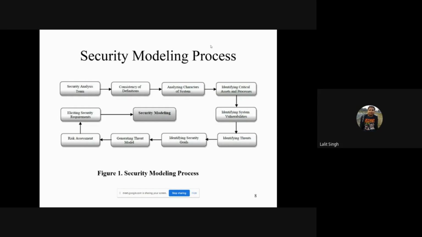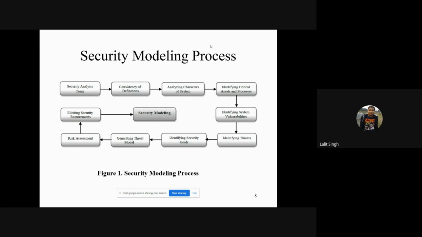So I'll have to identify the system vulnerabilities, and then I can identify the threats. Now, what could be the possible threats? For example, if one facing of your flat is falling near the jungle, then definitely some animals can come, or some snake can enter into your home. So the threats you have to identify, and accordingly you have to devise the solution.